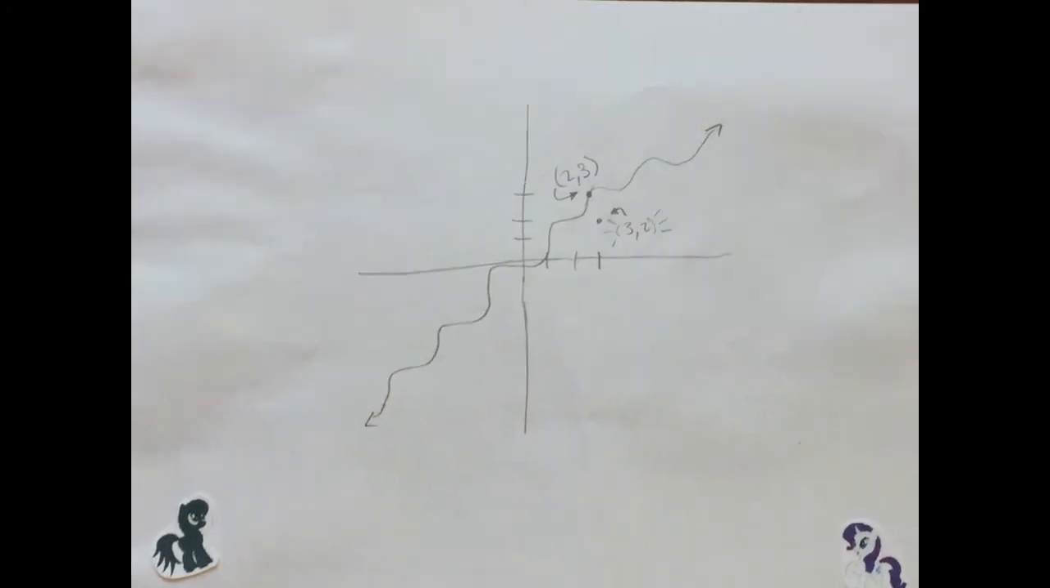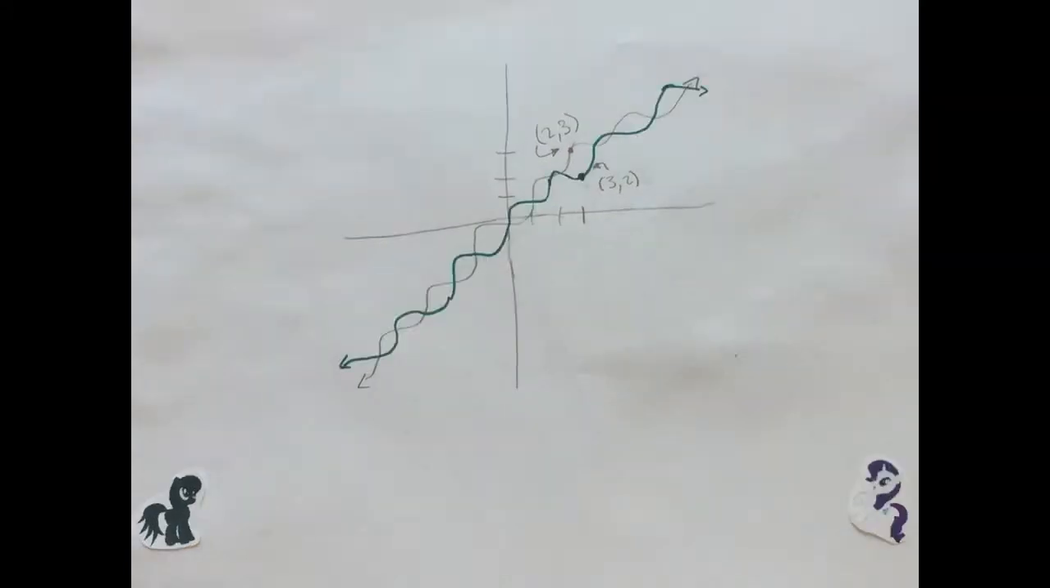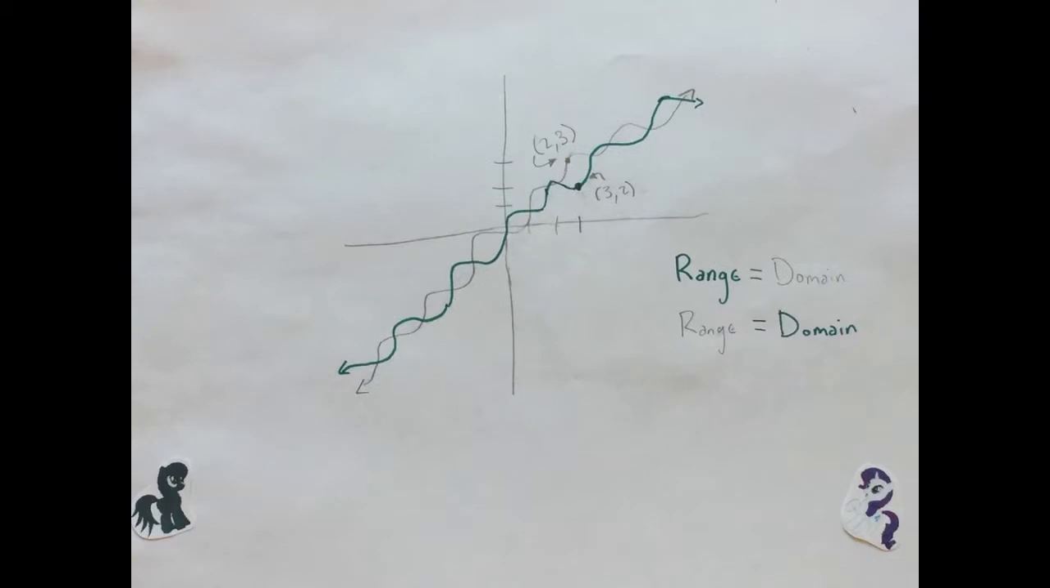If we switch the x and y values for all of the points on the graph, we would create a new function. This new function is the inverse of the original function. The range of the inverse function is the same as the domain of the original, and vice versa.